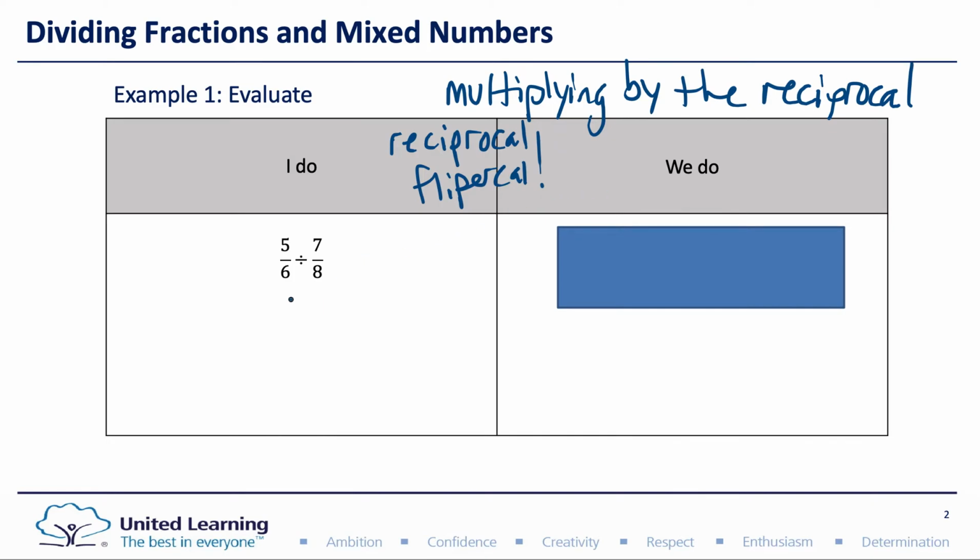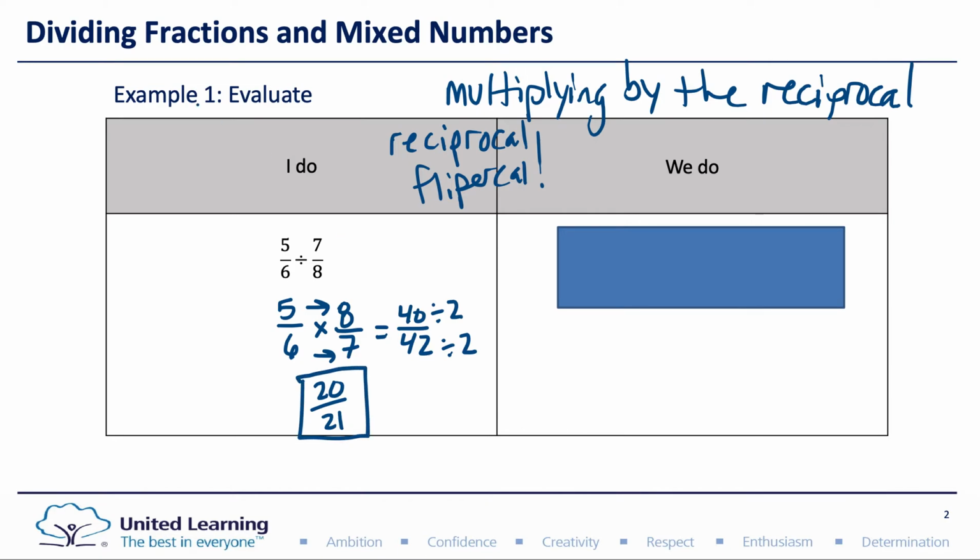So what I would do is I would keep 5/6 and I would change this to multiplying by 8/7. Next step is you would multiply across. So 5 times 8 is 40 and 6 times 7 is 42. And the last thing I would do is see if I can simplify. I know I can divide both of these by 2. So then I would get 20 over 21. That can't go any simpler. There are no other common factors larger than 1. So that would be my simplified final answer.